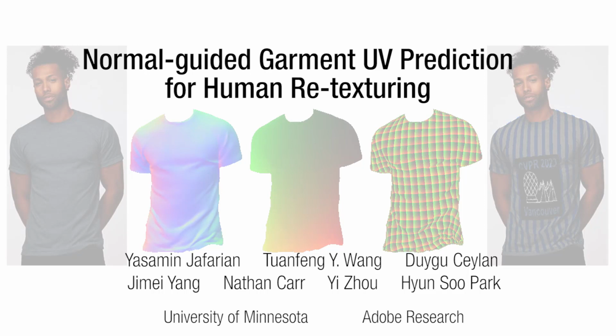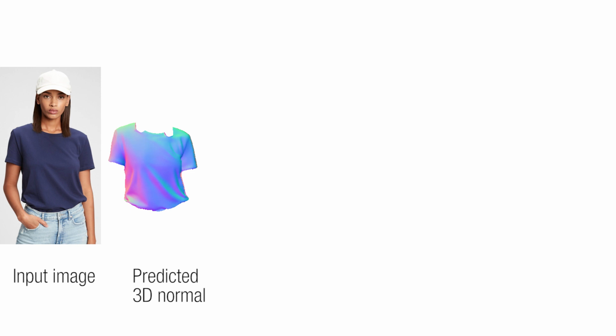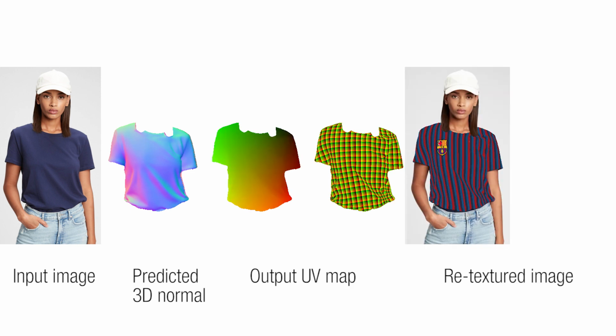Normal guided garment UV prediction for human retexturing. In this paper, we present a method to estimate a fine-grained texture map or UV map for human texture editing. Given an image of a human with a garment of interest and the predicted surface normal, we estimate a high-fidelity UV map by leveraging local 3D geometry.